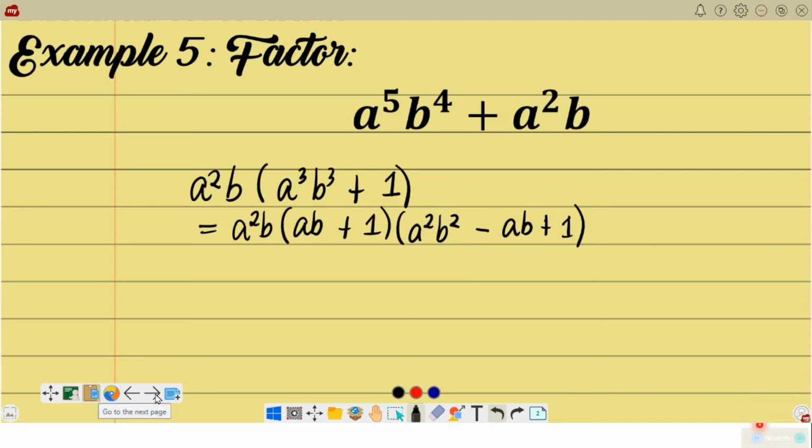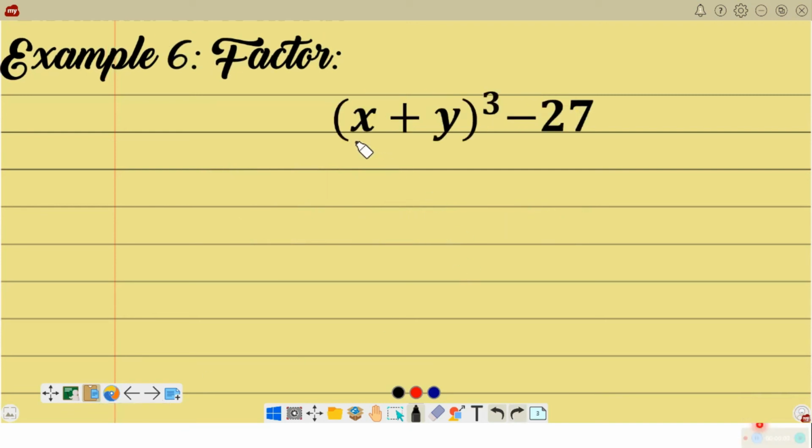For our final example, let us have the quantity of x plus y cubed minus 27. So, in this case, we will use brackets. Okay? Then, get the cube root of our first term. What is the cube root of the quantity of x plus y raised to the third power? None other than x plus y. Then, what is the cube root of 27? That is 3. Don't forget the sign, minus. So, it is also minus here.